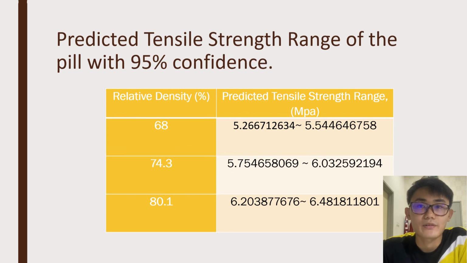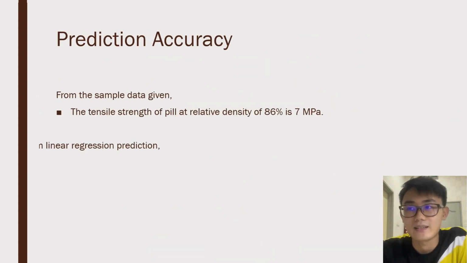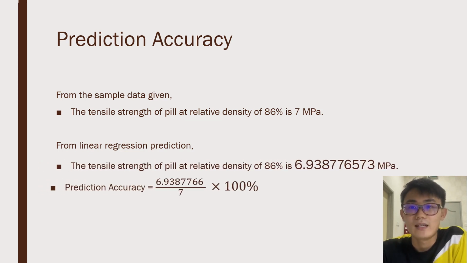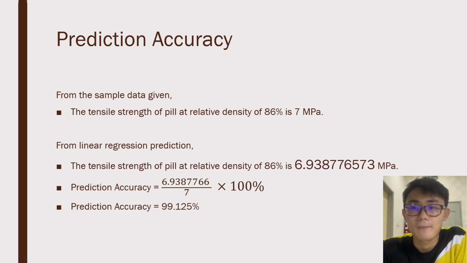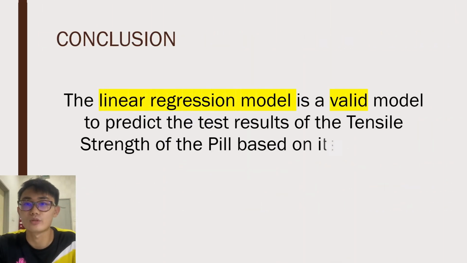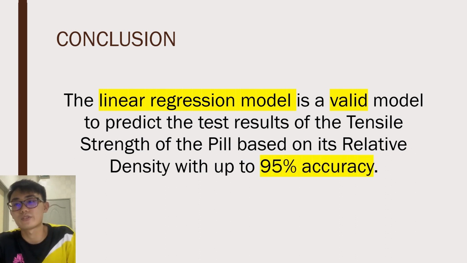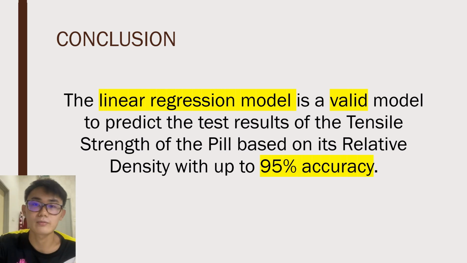And the prediction accuracy. For example, we take the tensile strength of a pill at a relative density of 86% as 7 megapascal and get the prediction accuracy. And the conclusion: the linear regression model is a valid model to predict the test result of the tensile strength of the pill based on the relative density with up to 95% accuracy.